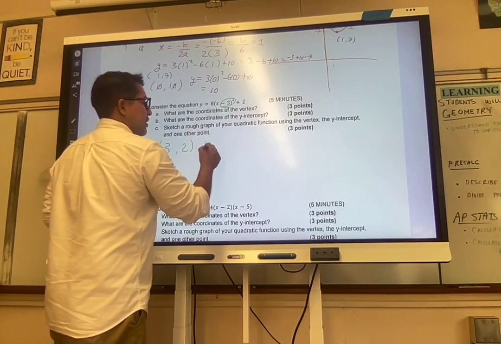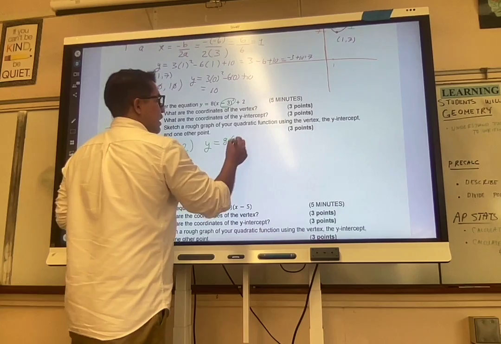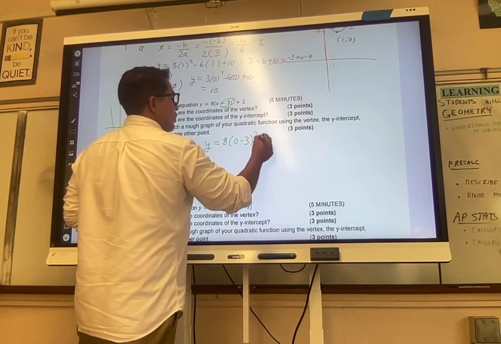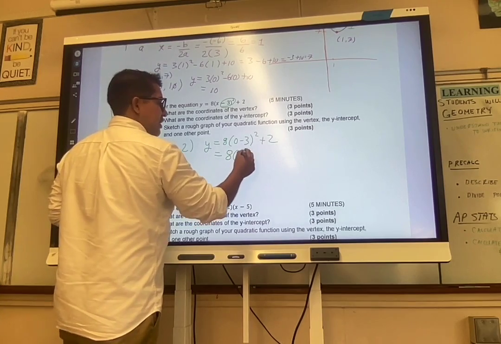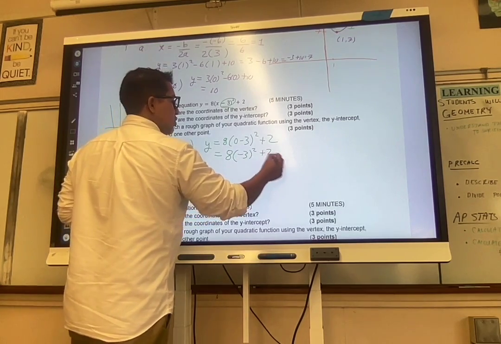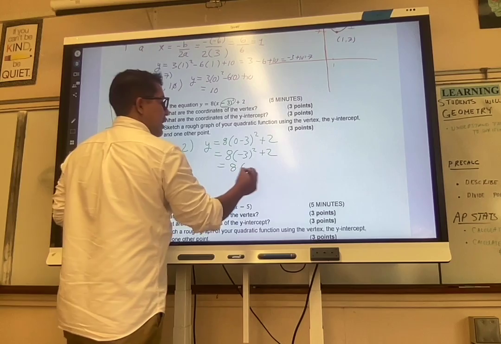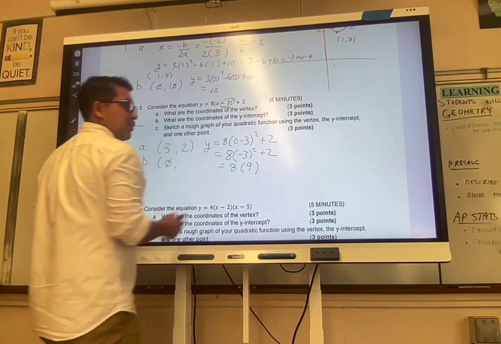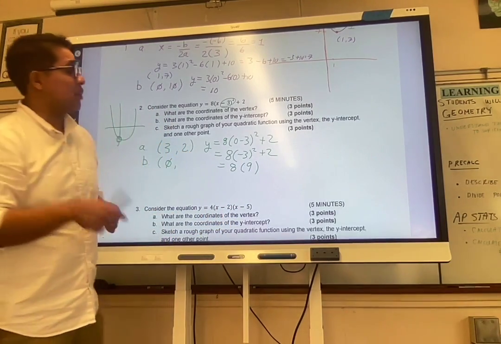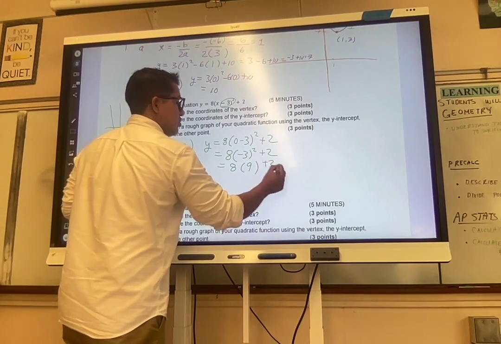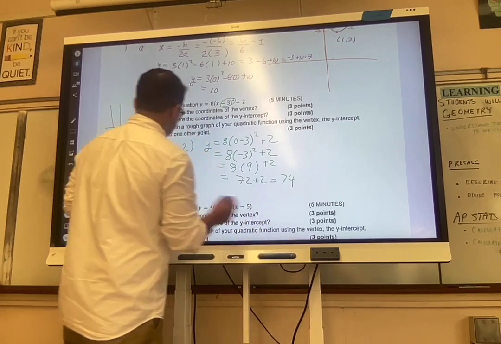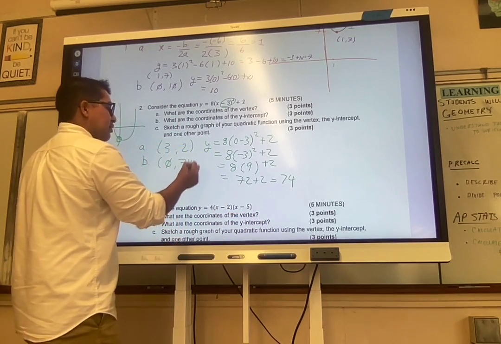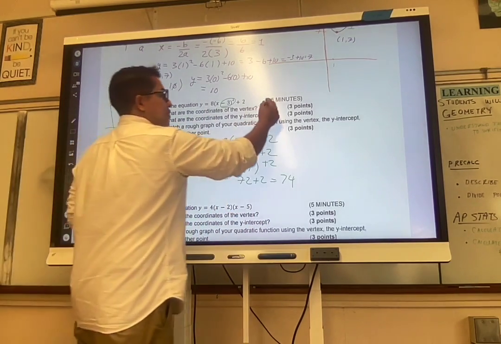Let's do that here on the side. Y equals 8 times 0 minus 3 squared plus 2. So that's 8 times negative 3 squared plus 2. 8 times 9, because negative 3 squared is negative 3 times negative 3, that's positive 9, plus 2. So that's 72 plus 2, that's 74. So 0, comma 74 is the coordinates of my y-intercept. So I've done these two.